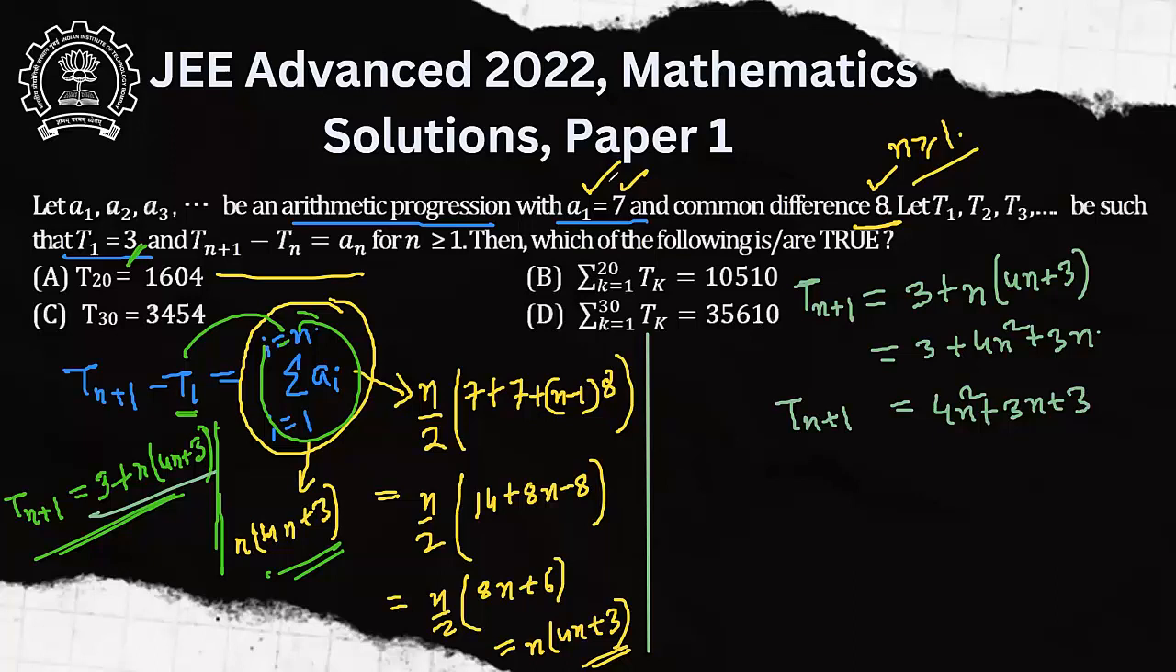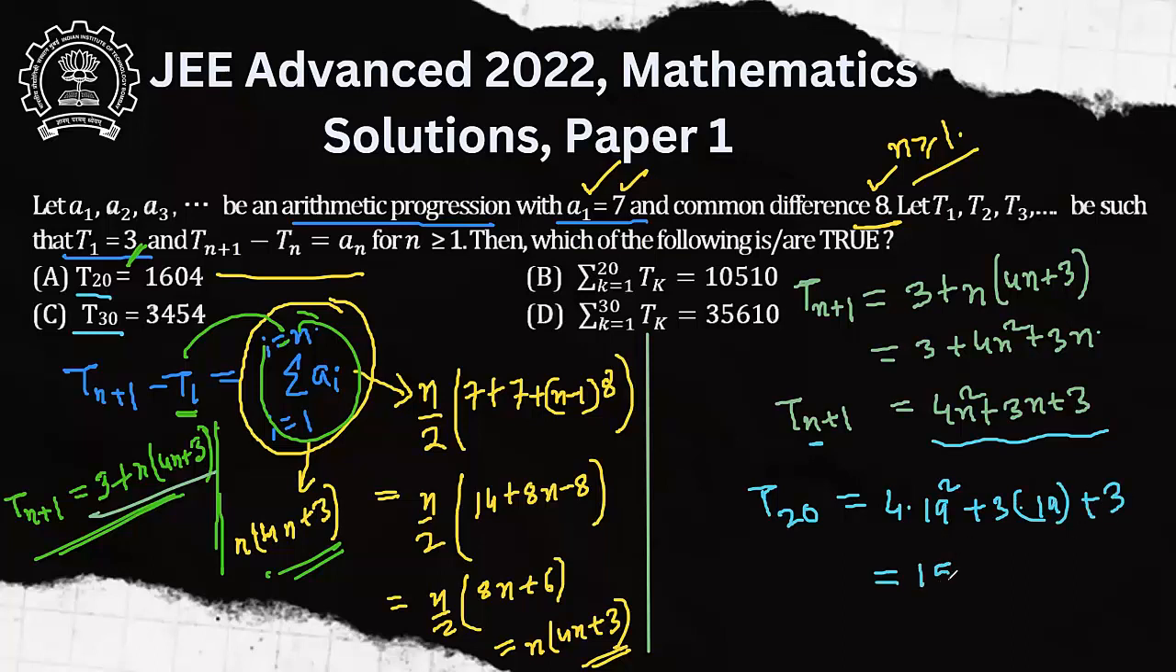And in the options, it has been asked the value of T20 and T30. Okay, we'll try to evaluate T20. That is for n is equal to 19. So I'll plug 19 here. 4 times 19 square plus 3 times 19 plus 3. That is equal to 1504. So T20 is coming out to be 1504, but the option says 1604. So certainly this is not a correct choice.